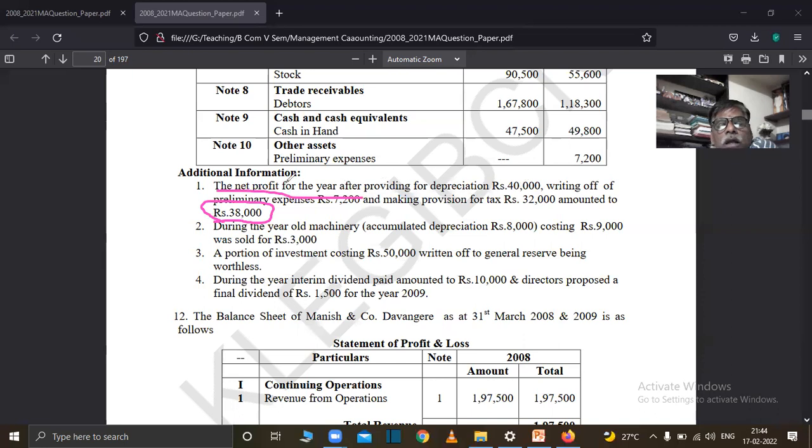If these adjustments are operating expenses, no problem. If these are not related to operating expenses, then you have to re-add. So these expenses are not related to operation. These are non-operating expenses. Therefore, you have to re-add.